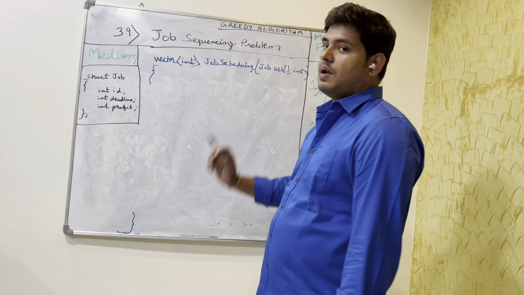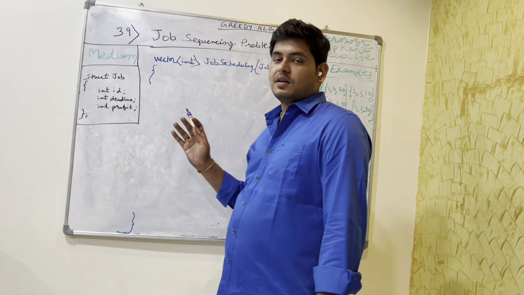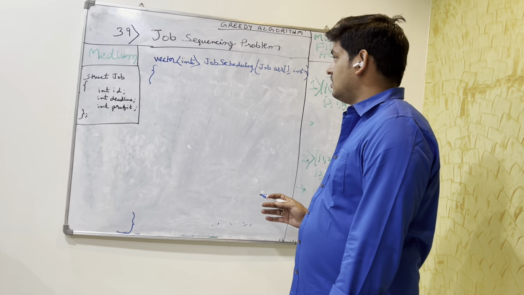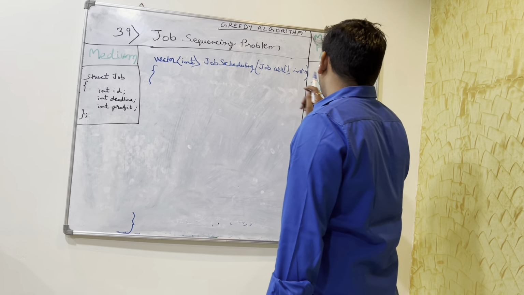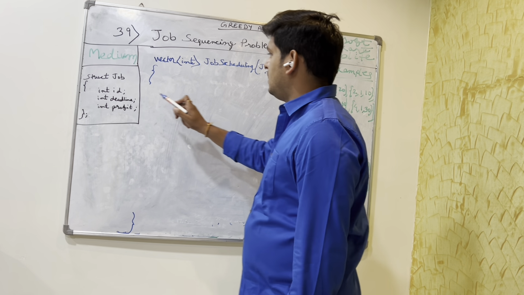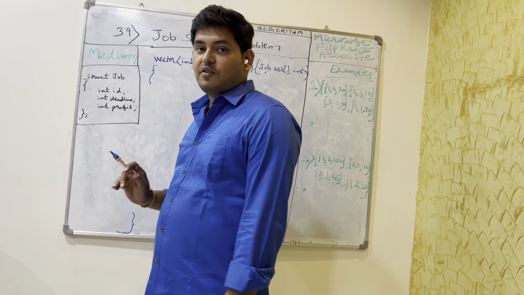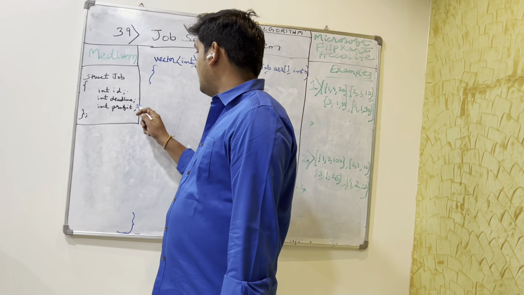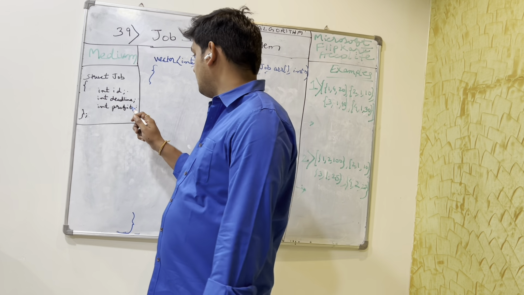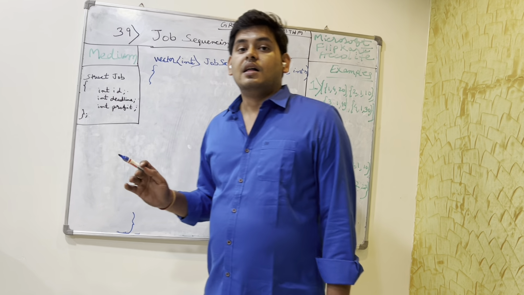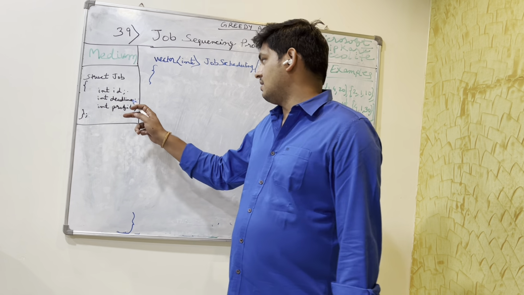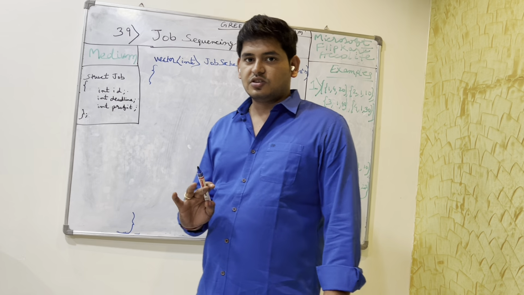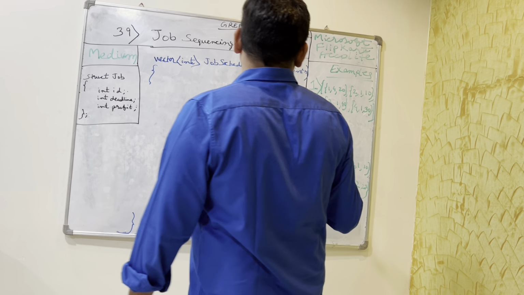Job sequencing problem. You must have heard about job sequencing in operating systems. We are given an array of jobs structure. It has an ID, it has the deadline by which it has to be completed, and it has the profit that we will get by completing that job within its deadline. Let's understand this question using an example.